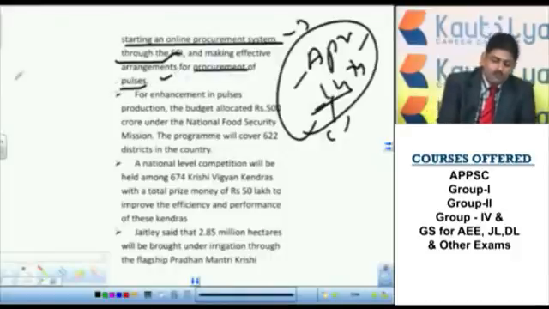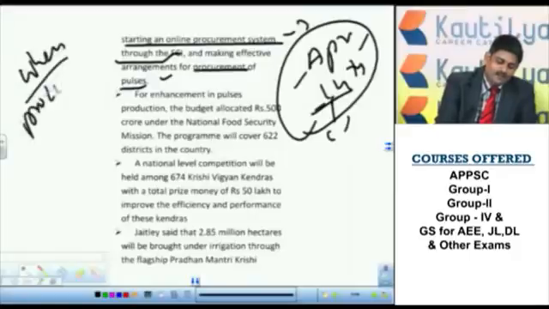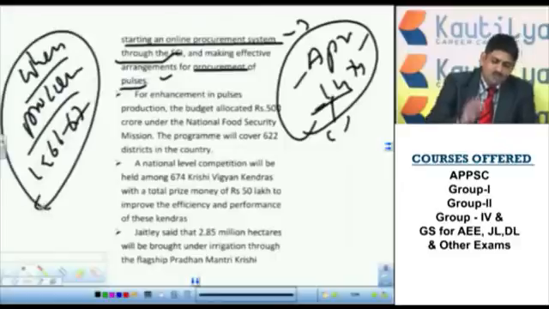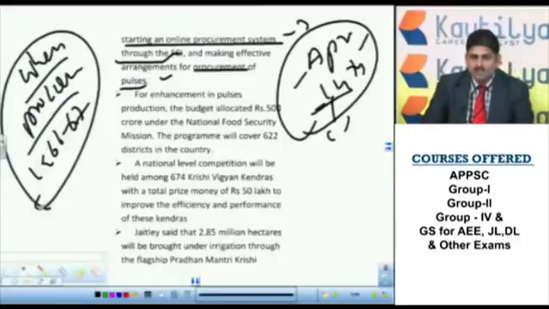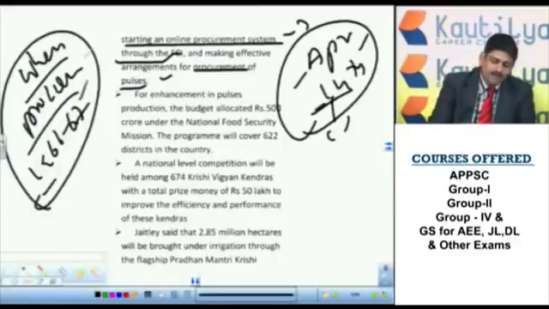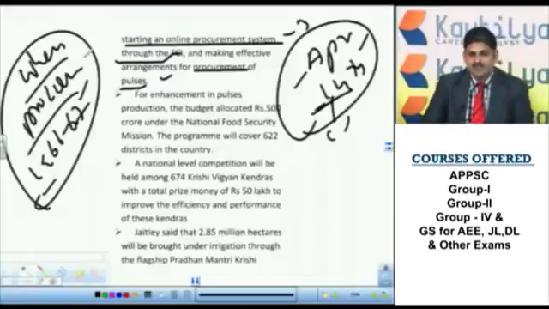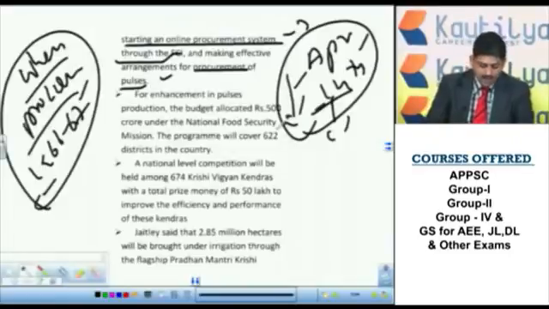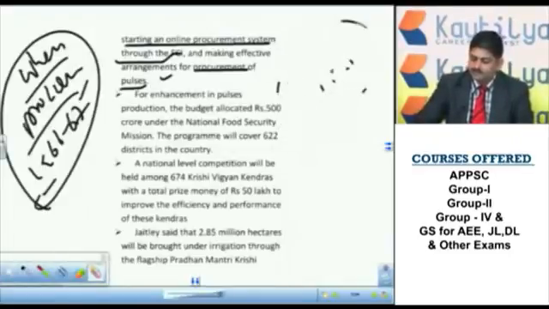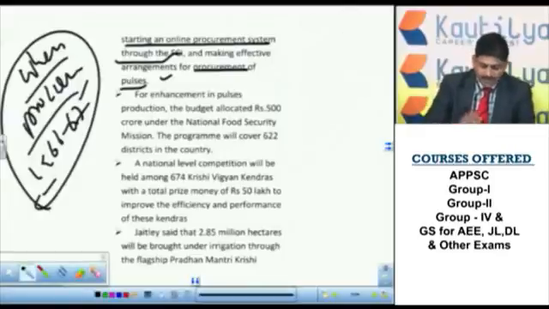pulses. When did procurement actually start in India? In 1966-67. So the minimum support price concept was introduced in India from 1966-67. This is a stock GK question, and the current and previous ones are there. Once this scheme is launched, that will be another session. So this is another one.